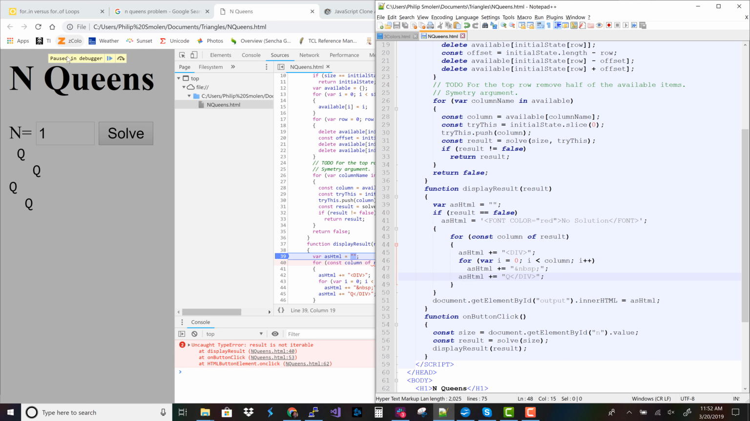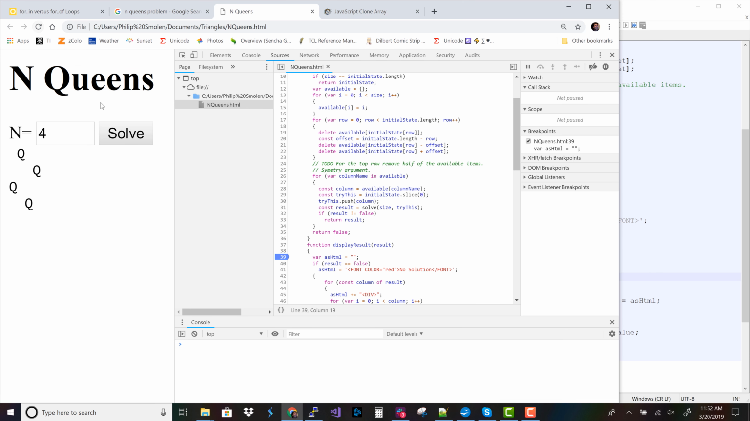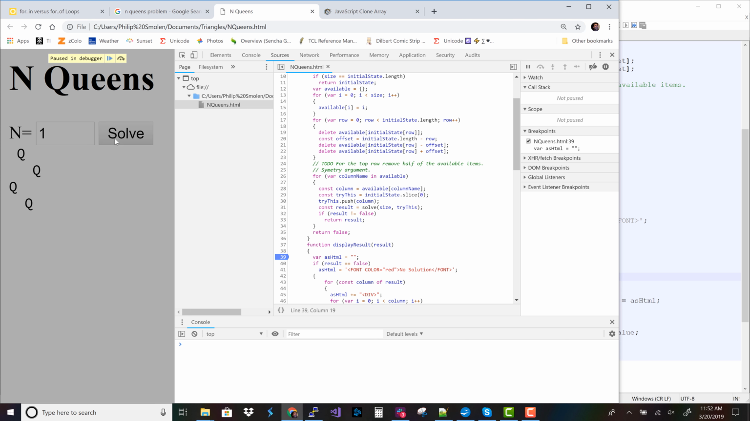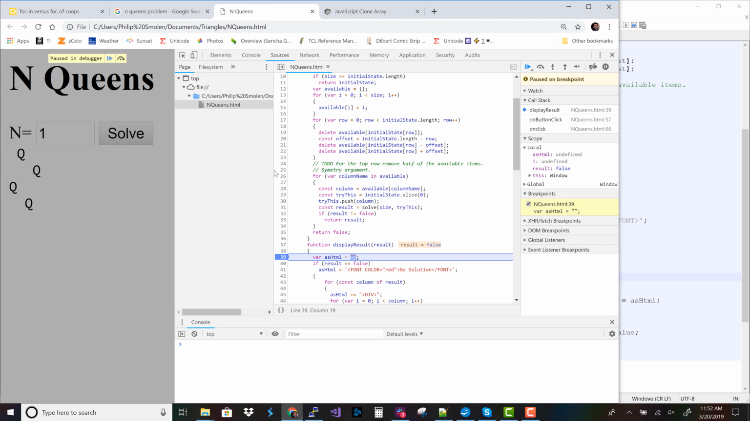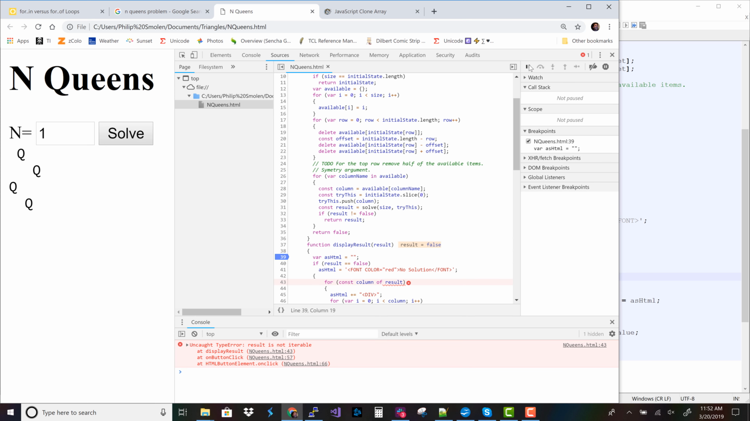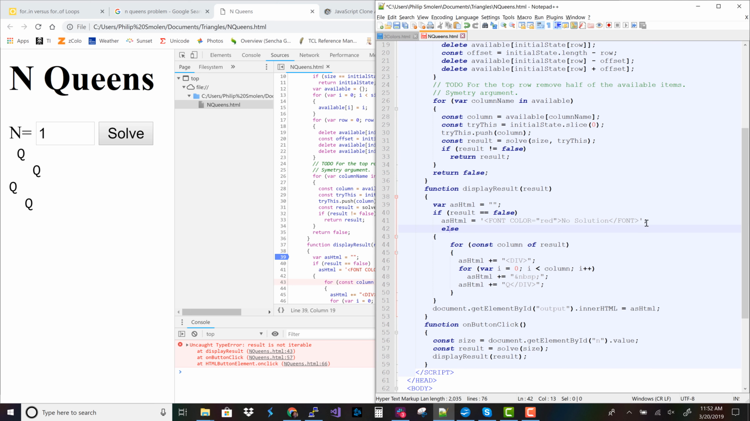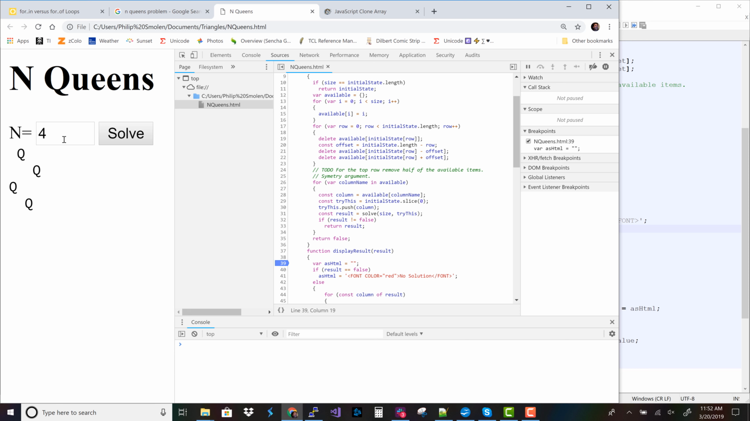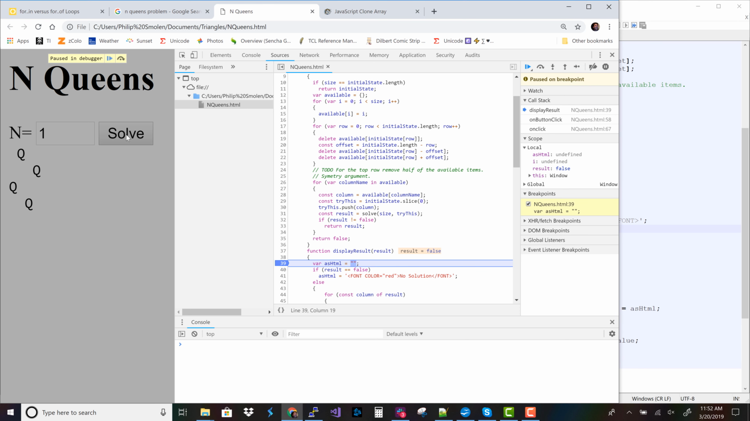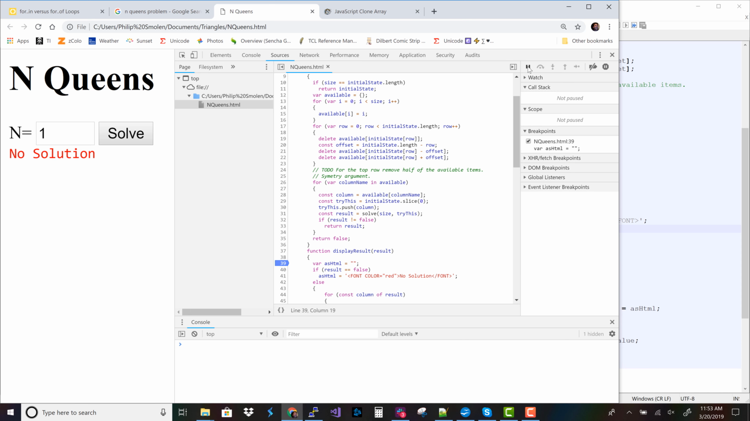All right, save. Reload. One queen, solve. I guess I don't really need to trace through this. Oh, else. Save. One more time, reload. One queen, solve, and keep going. No solution. Okay, so at least we print good error messages.